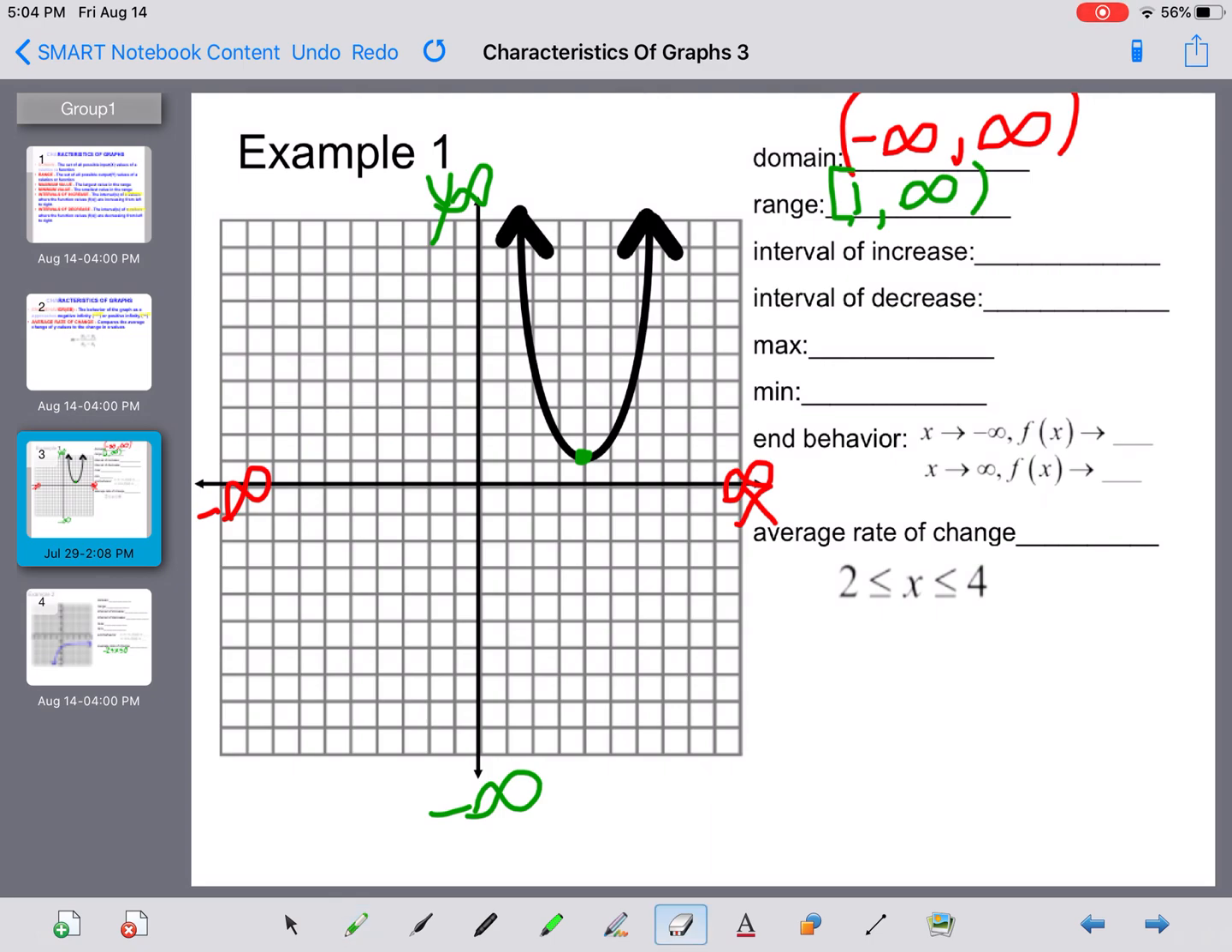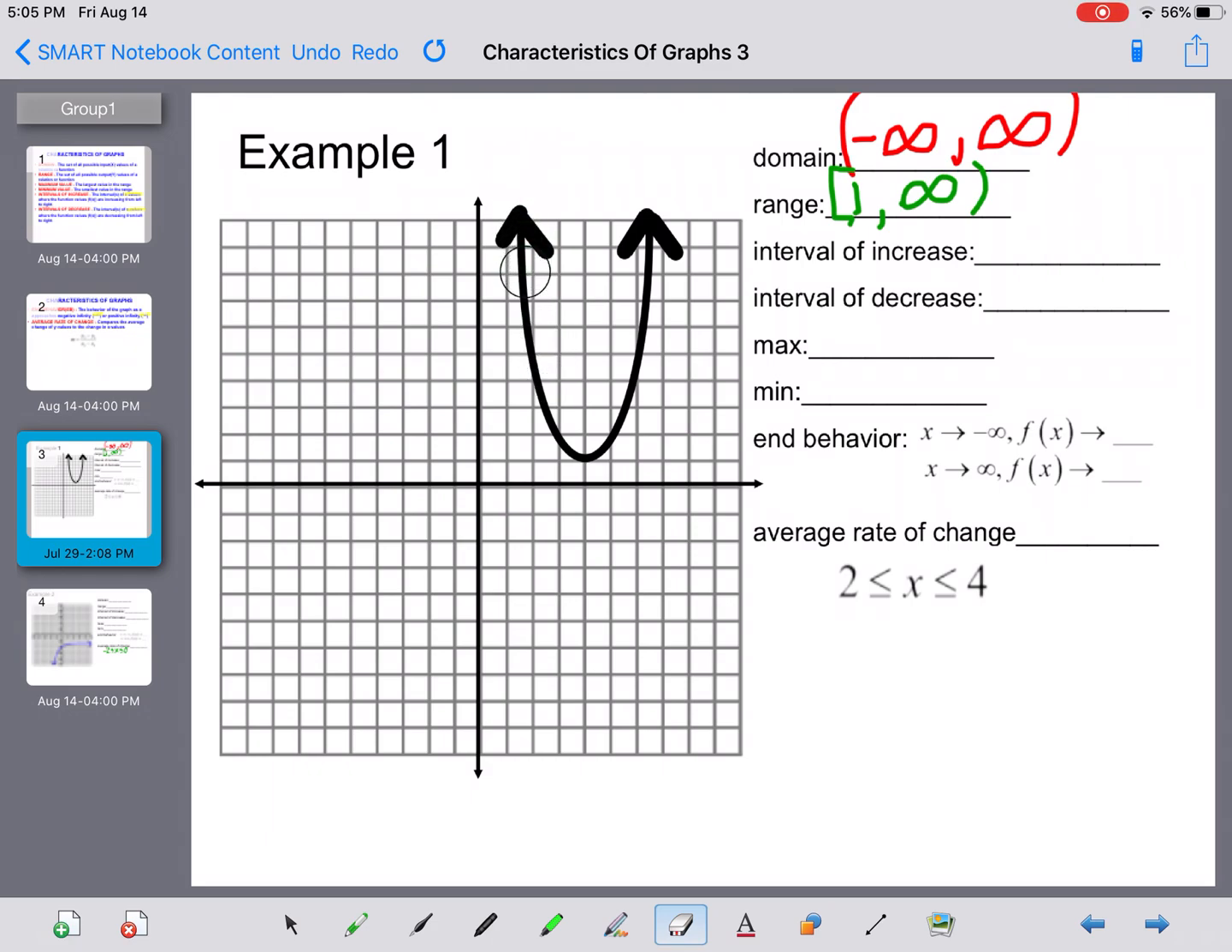For intervals of increase and decrease, we need to talk about them in terms of the domain. We need to cover the entire domain. If you remember from the slides before, the intervals of increase and decrease are based off of x values. And so we want to look at the furthest left we can go, which is this arrow right here, which in this case we're going to represent as x is negative infinity, because whatever's happening at negative infinity is going to continue doing that all the way through here.